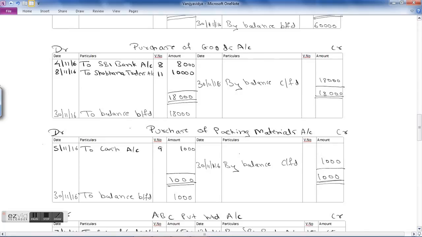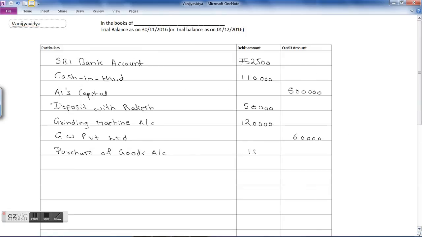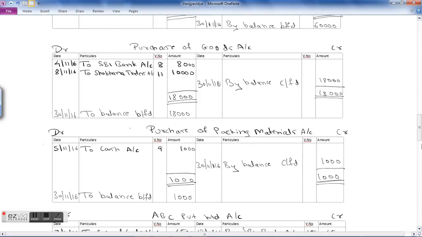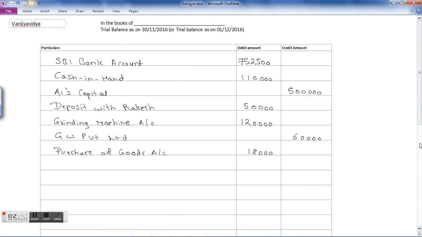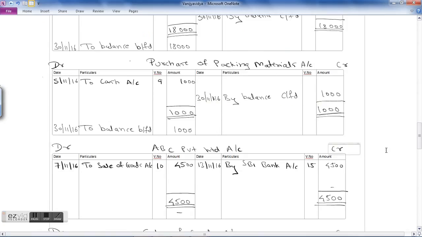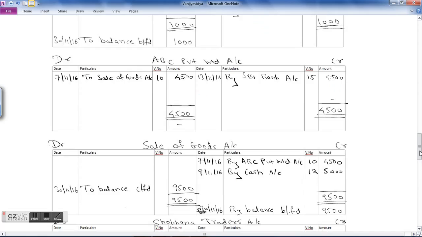Balance brought forward on the debit side 18,000. Okay. Then next, purchase of packing material, balance brought forward on the debit side 1,000. Put it here only. Debit balance of 1,000. Then next, ABC Private Limited.